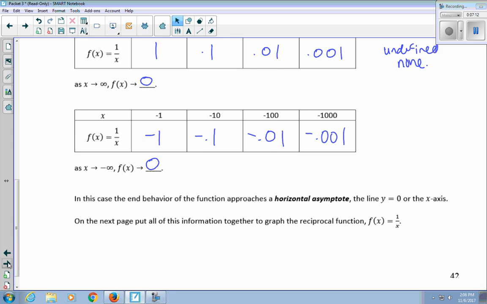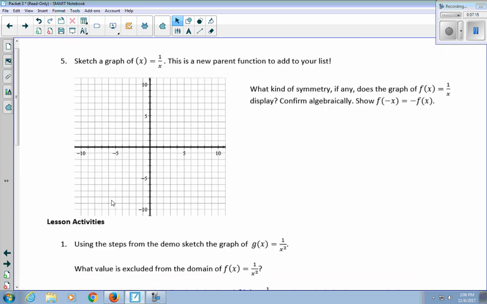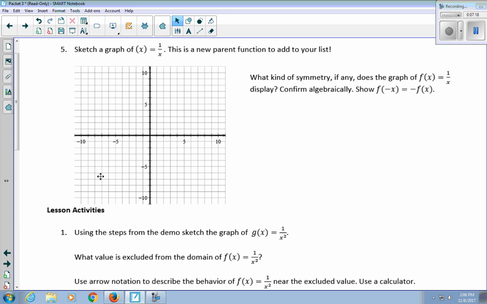All right, so we're going to put this all together and sketch a graph of the reciprocal function. So I know I have a vertical asymptote at x equals 0. So I'm going to draw my asymptotes as dashed lines. And I have a horizontal asymptote, y equals 0. Okay. And then 1 over x. So 1 over 1, that was 1. And then this is going to come down towards 0. That's my end behavior.